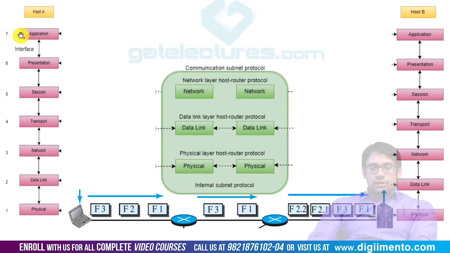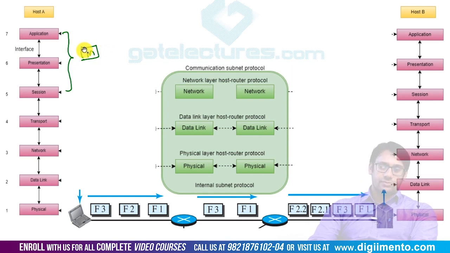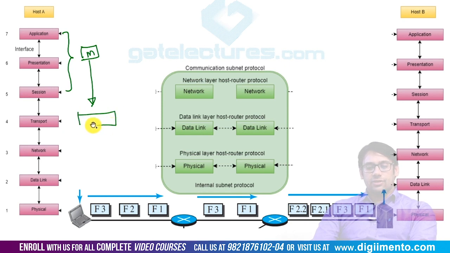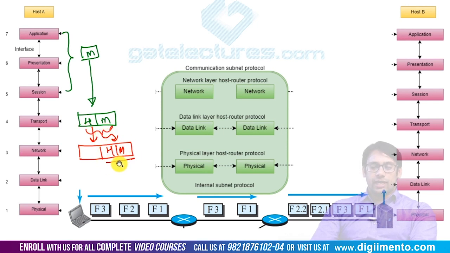We have the first three layers: application, presentation, and session. In these, a message is created. Now you give this message to the transport layer. The transport layer is going to add its header to the message. Then this is given to the network layer. The network layer takes this entire packet from the transport layer and puts it here, where it is called the payload, and it adds its own header. We are currently studying this header.